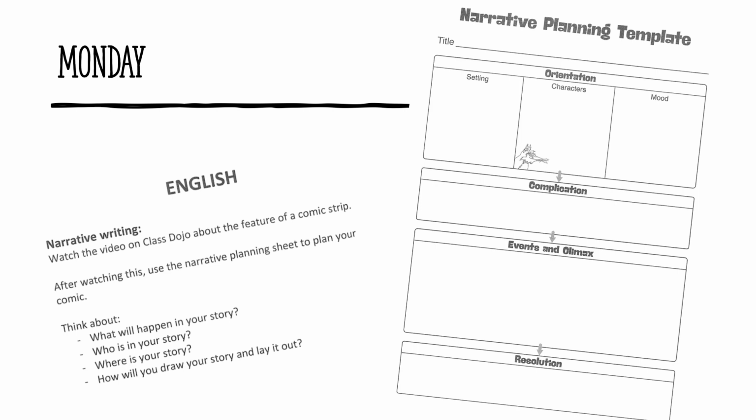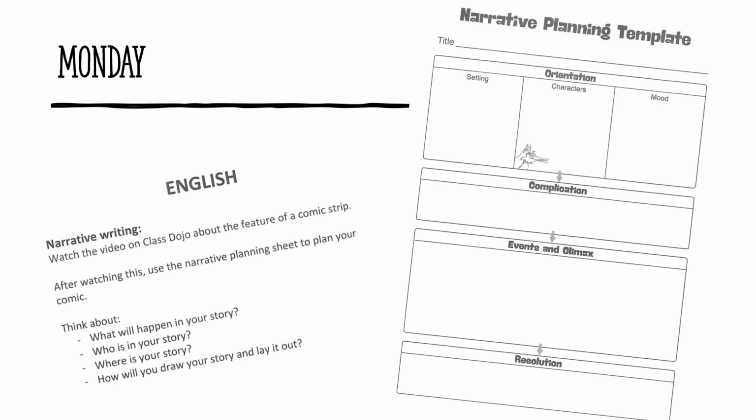So then you need to flip over onto the planning template. There is no point in just writing a story and not having an idea. It's kind of like baking a cake without a recipe. Can't do it. So you need to come up with a title. Then you need to put in your setting and your characters and the mood. And then you need to come up with your complications, so the problem that happens, the events and climax.